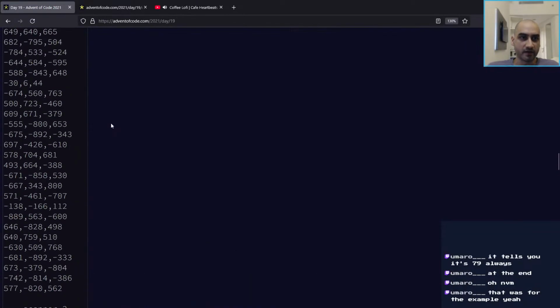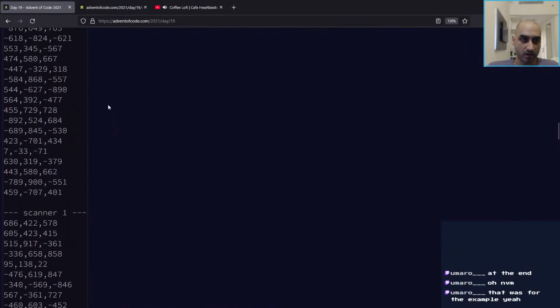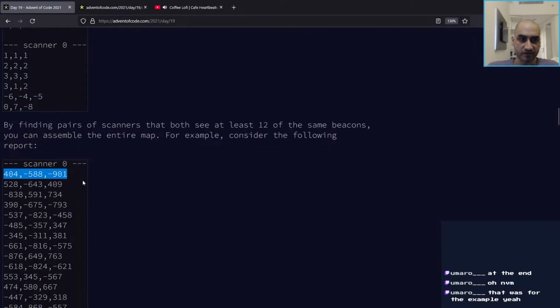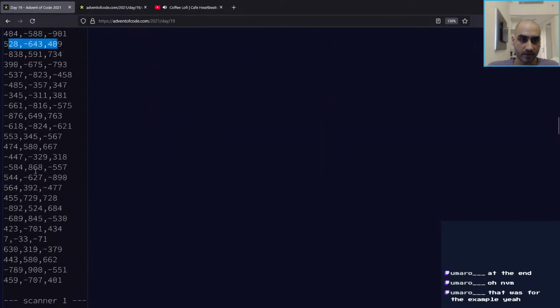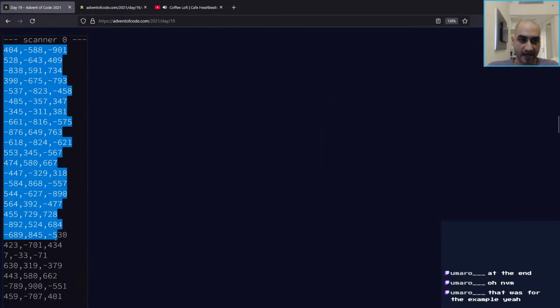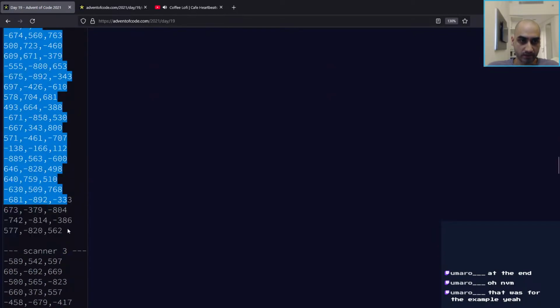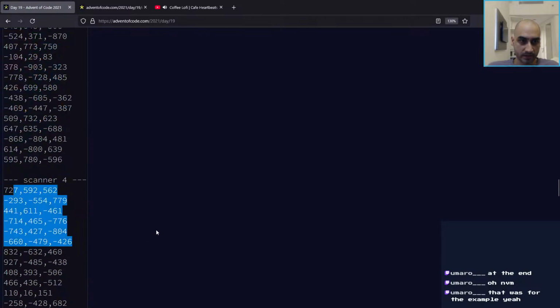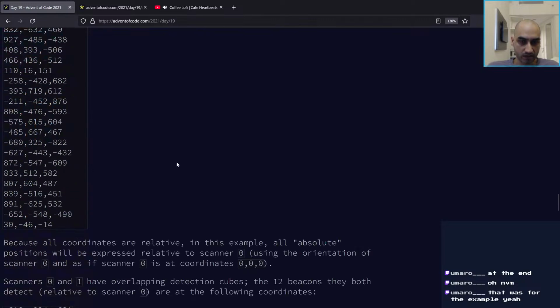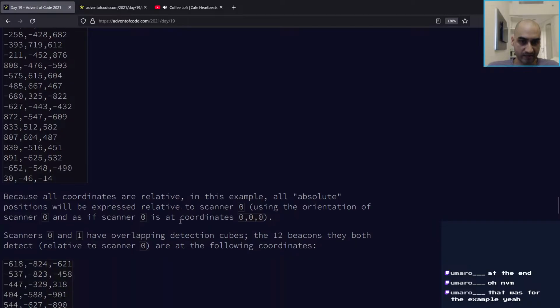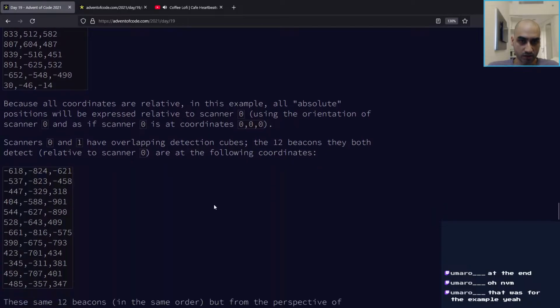I could argue that I could say that every single one of these beacons is unique. In which case the number of beacons is that number plus that number plus that number, which is more than 79. Like, what's stopping that from being a valid interpretation?